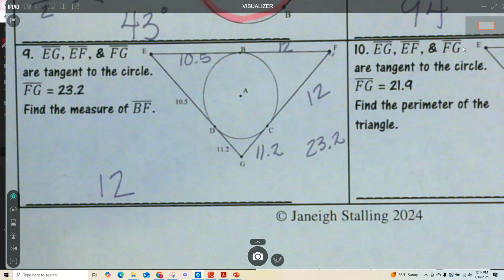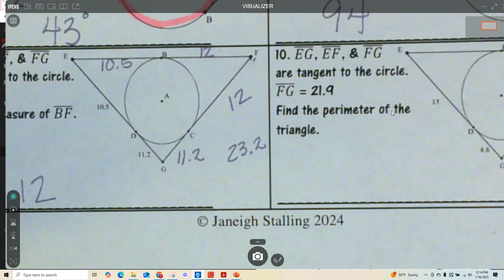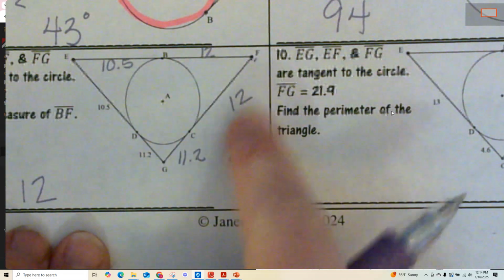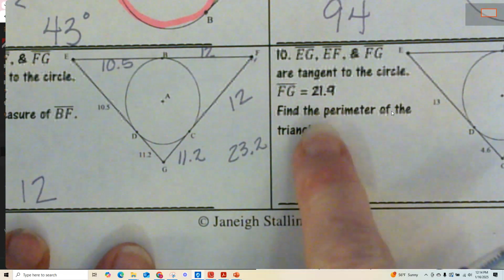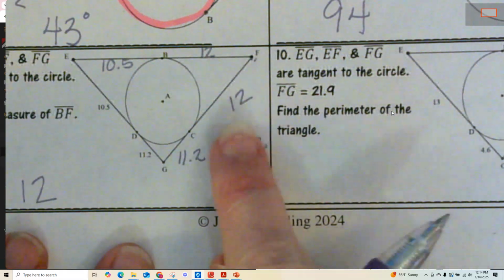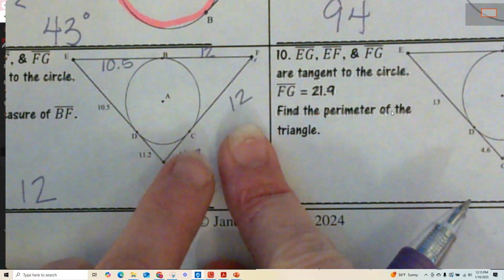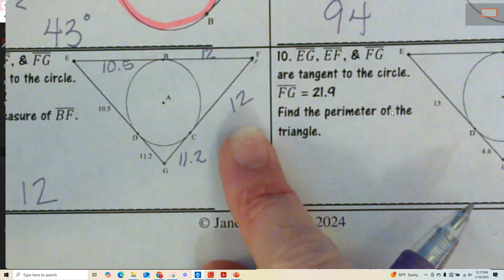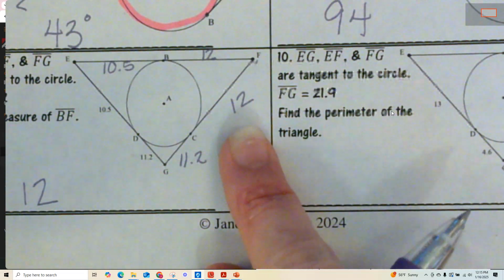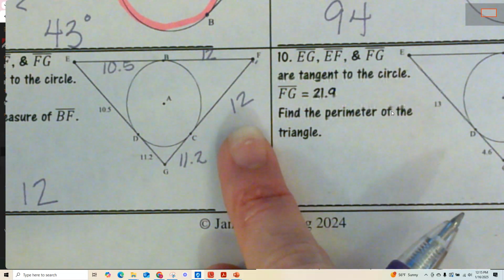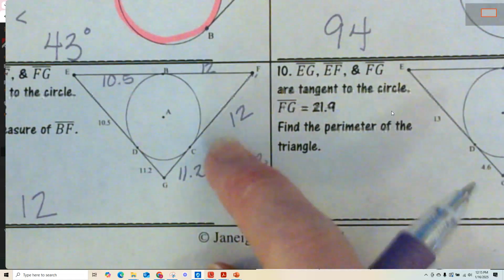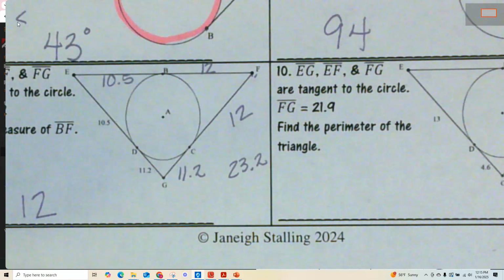You are going to do the exact same thing on number 10. Except, once you label all the sides, you're going to find the perimeter of the triangle. So you wouldn't use this number, but you would use this one, this one, this one, this one, this one, this one. Add them all up. Should be 6 numbers that you add up. And then that will give you the perimeter of the triangle. Same exact concept. You just have to add them all up in the end.